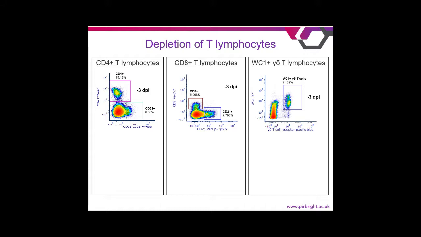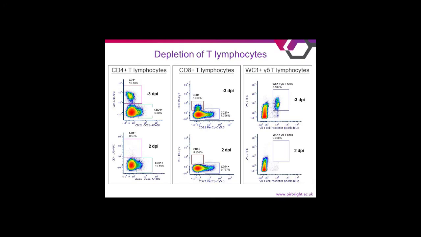So when we look at 2 days post-infection, which is following infection and depletion, you can see that basically the numbers have drastically dropped and the depletions worked quite well. So there's 0.53% of CD4 positive cells left, 0.257% of CD8 positive T cells left, and then only 0.008% of WC1 positive gamma delta T cells left. So the depletion seems to work quite nicely.